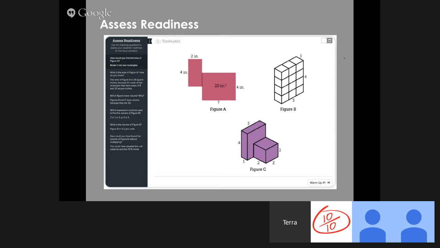So again, all of the work is done. You don't have to go digging through an old binder from a previous grade to come up with that perfect lesson that can just help students prepare. You'll be given it directly.